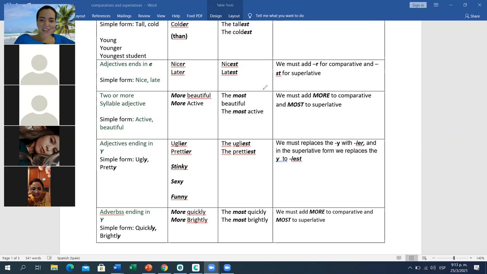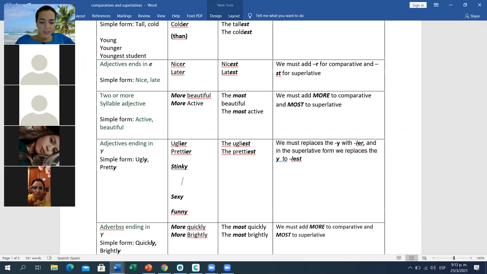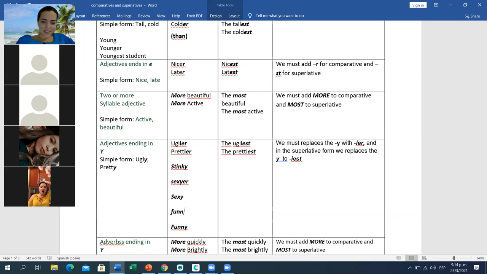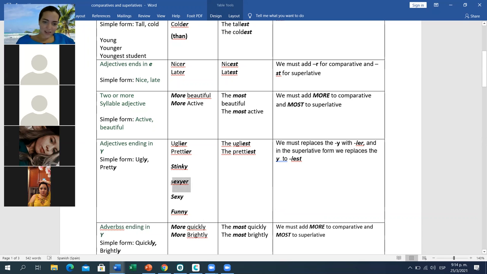Okay, so I do apologize for that. So basically it is this. Remember to omit the Y and add I-E-R, okay? Always pay attention to that. Always, always take a look and pay attention to that. I don't want you to say stinkier, sexier. Yes, it's just an example. Or that you guys just take funnier like this. No, remember to omit the Y, okay? Please omit the Y, okay?